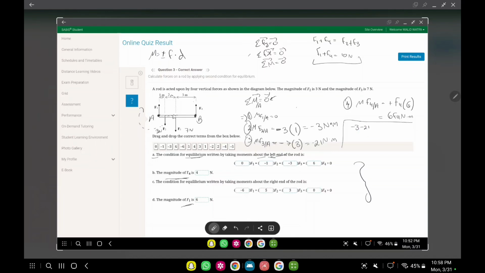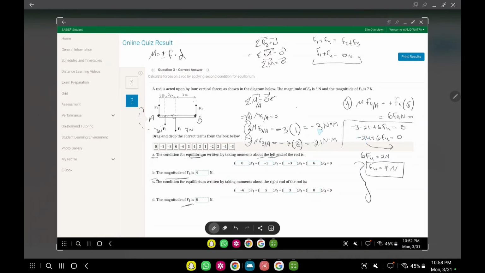We know that it adds up to 0, so minus 3 minus 21 plus 6F4 is equal to 0. Minus 24 plus 6F4 is equal to 0. Take the 24 to the other side, you get 6F4 is equal to 24, so F4 is equal to 4 newtons. Very nice, very easy. So you found part A. For part B, they want the condition for equilibrium.